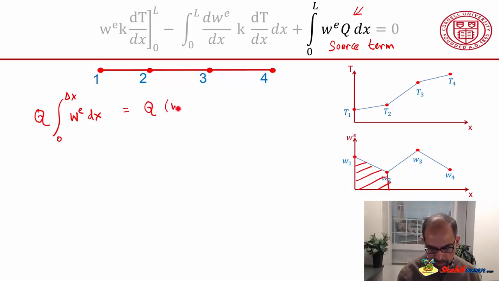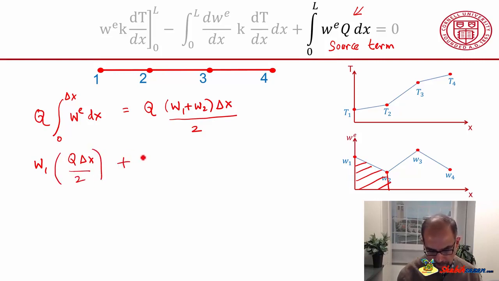You'll get q times W1 plus W2 times delta x divided by 2. That's the area. And I can split this into the part that depends on W1 and W2. The part that depends on W1 is going to be q delta x over 2, and the part that depends on W2 is also going to be q delta x over 2.